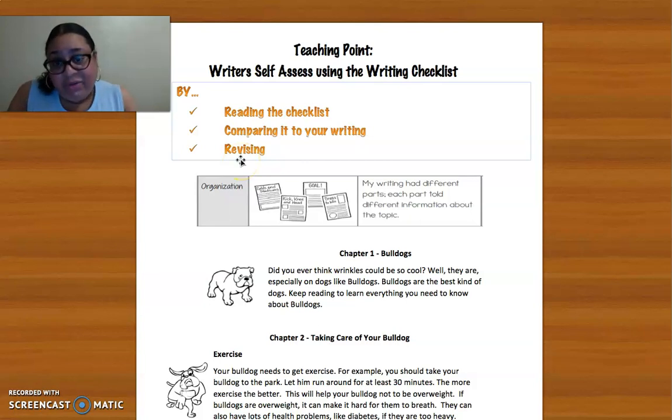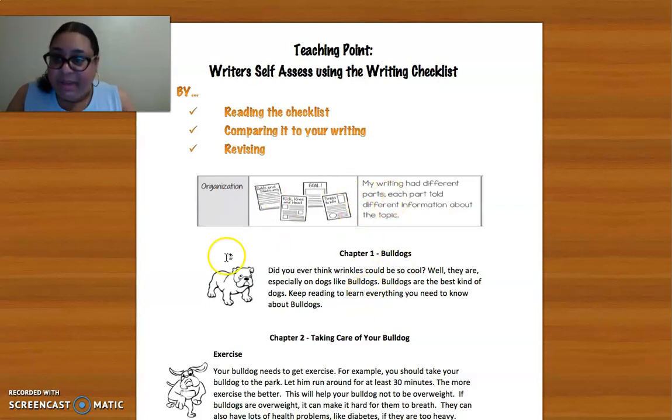Sometimes you may not need to, and then other times you might think of some changes that you can make or some additions that you can make. So I took the checklist and I'm putting it right next to my own writing so that it's easy for me to go back and forth and compare my writing to the writing checklist.